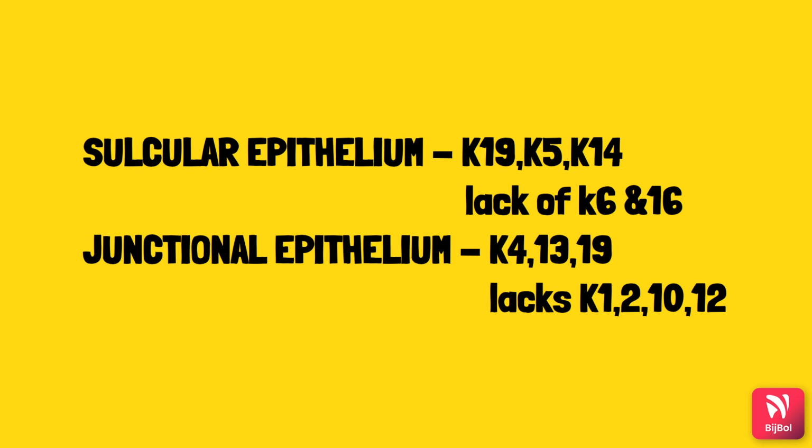We notice the presence of K19, but ideally the junctional epithelium is non-keratinized, so it should not have K19, but K19 is present in the junctional epithelium. So in all these ways, with a rapid turnover and the presence of different kinds of keratins, the junctional epithelium is a very unique kind of epithelium.